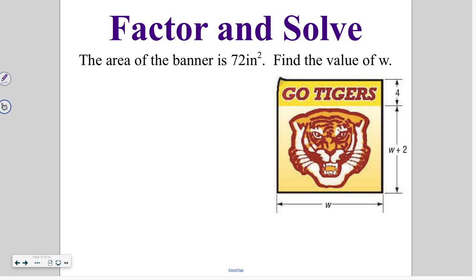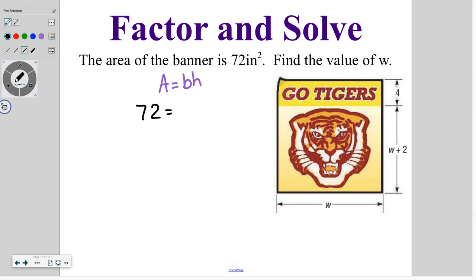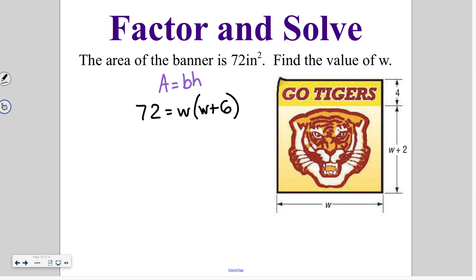Couple of word problem applications. So we are looking for the area of this banner to find the value of w. You'll remember that the area formula for any rectangle is area is equal to base times height. So in this case, it tells us that our area is 72 inches. So I've got 72 is equal to the base, which is w, times the height. If we look on this right side, I've got w plus 2, and then I've got another 4 inches. So total, I've got w plus 6, the 2 inches from the bottom portion, and then the 4 inches from the top portion of the banner.